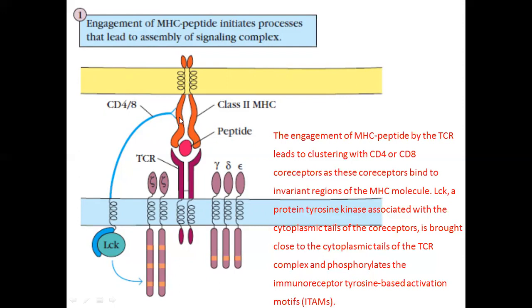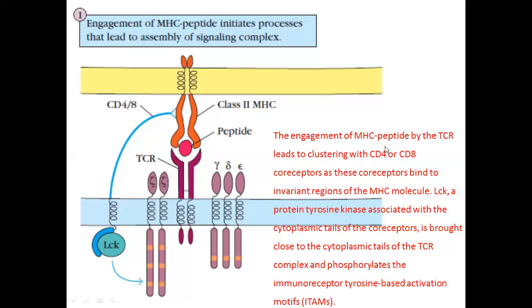So this is the class 2 MHC molecule. This is the CD4 or CD8 co-receptor, and this is the peptide associated on the class 2 MHC molecule, and this is the TCR. So these are the co-receptors found, CD3 and so on, which is associated with the TCR.